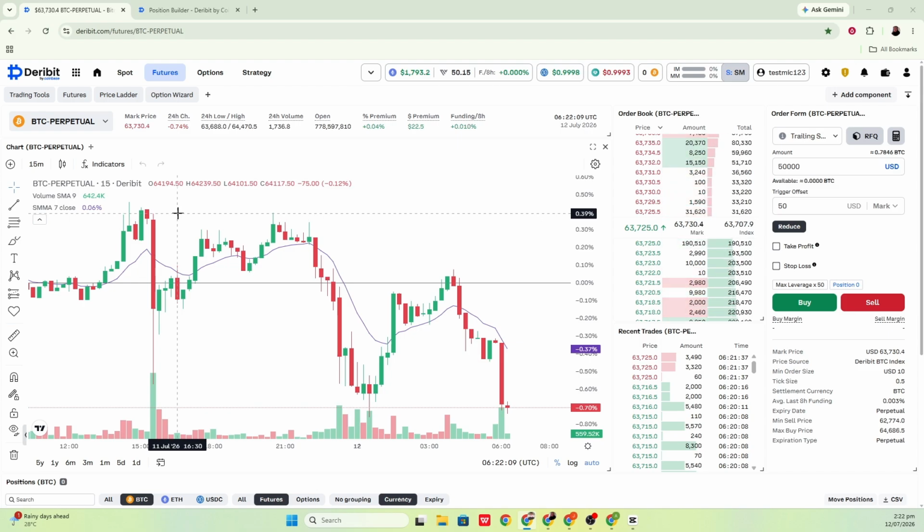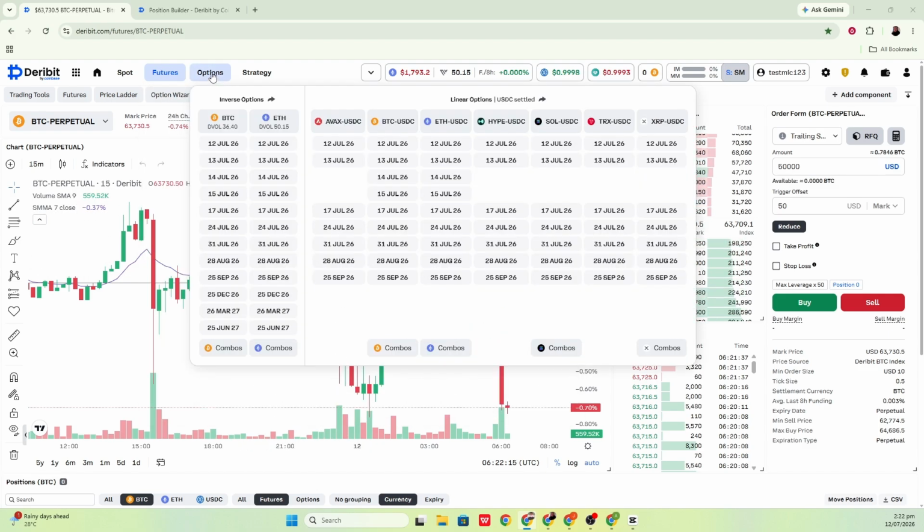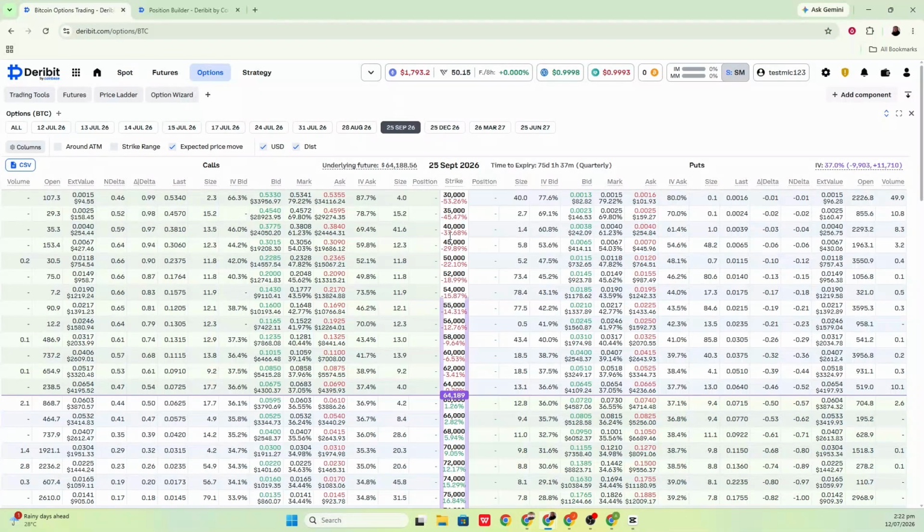a synthetic credit spread. Sell your put at your chosen strike, such as $80,000, then use a small portion of the premium to buy a deep out-of-the-money put, such as $70,000. This creates a defined maximum loss equal to the distance between the two strike prices, allowing Deribit's risk engine to cap the required margin.